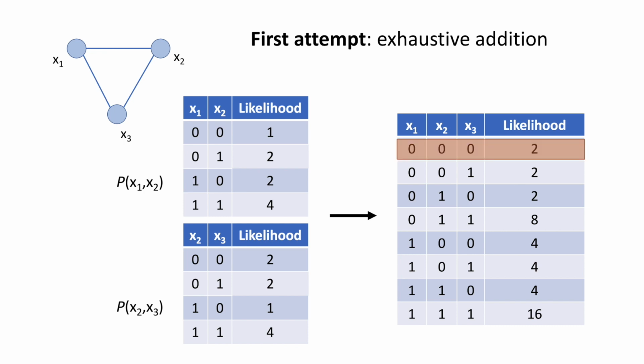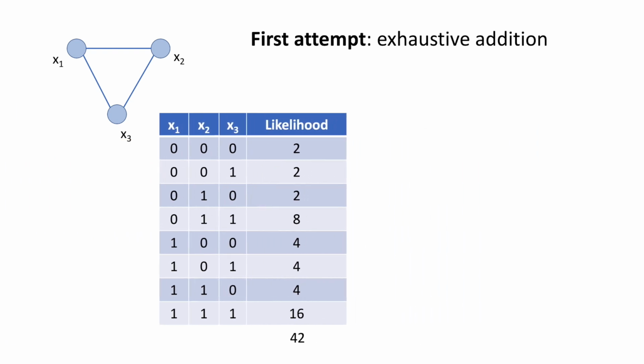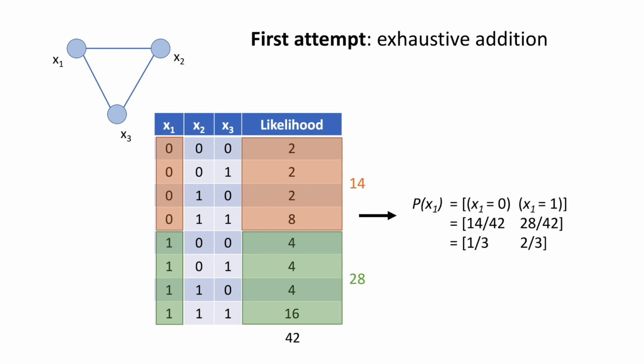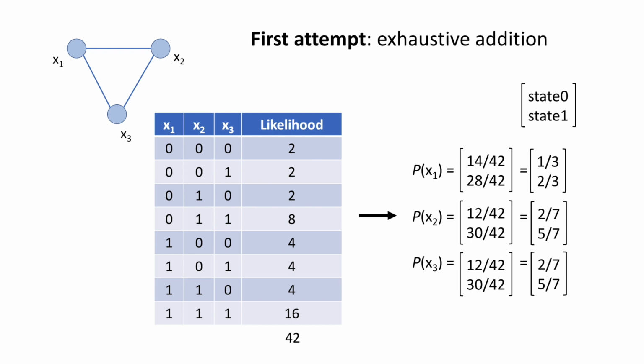For example, the first row comes from the product of likelihood of when x1 and x2 are both 0 from the top table, and when x2 and x3 are both 0 from the bottom. I have also added all the likelihood numbers together, which is 42, and this number will be used as our normalization factor. Now we can proceed to the last step, which is simply adding the likelihood for all the rows with x1 equals 0 and all rows with x1 equals 1. Then divide by the normalization factor 42, we get the marginal probability for x1. Similarly, we can find the marginals for all 3 variables.